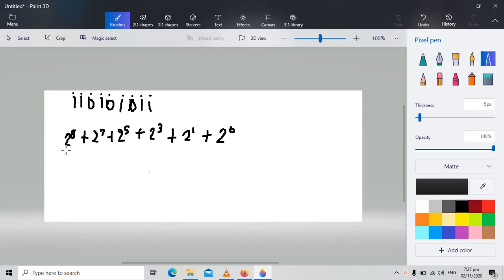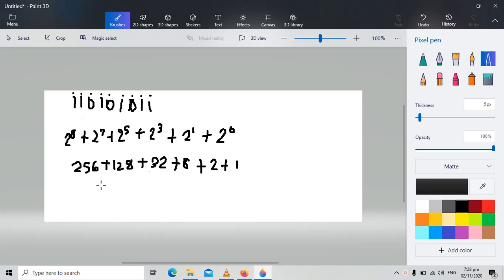Okay, we'll add the values together again. So 2 to the power of 8 is equal to 256. 2 to the power of 7 is 128. 2 to the power of 5 is 32. 2 to the power of 3 is 8. 2 to the power of 1 is 2. And 2 to the power of 0 is 1.